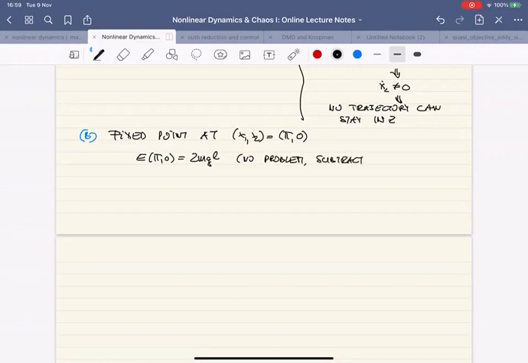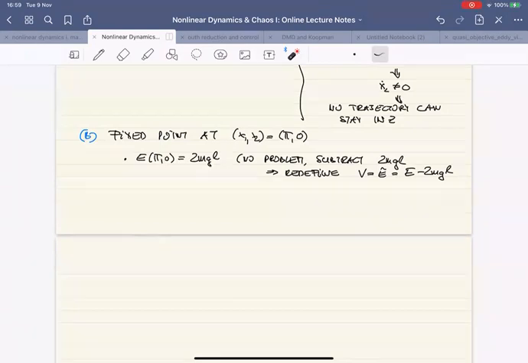Subtract 2 mgl. So redefine the Lyapunov function V to be E tilde, which is E minus 2 mgl. And with that, I have really not changed the fact that it's conserved without damping, okay? But now my point of interest is no longer the 0, 0. So I need to check, however, what the shape of the function is, okay? Because I'm not at this point anymore where I have made my conclusion about the shape.